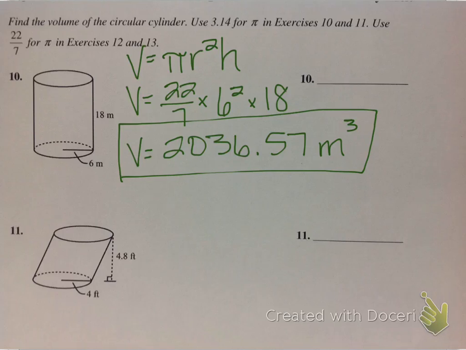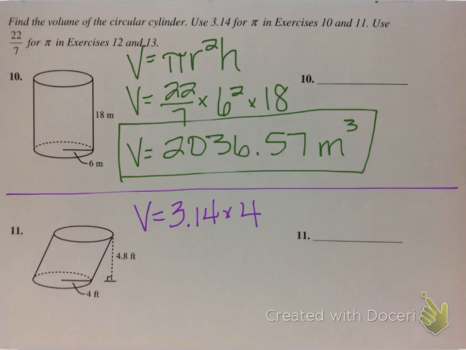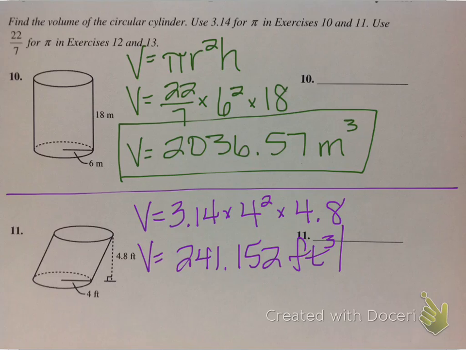Now when I set up this next problem, I'm going to use the same formula because it's still a circular cylinder, even though it's kind of slanted a little bit. That's okay. Instead of using 22/7 though, I'm going to use 3.14 times my radius, which is 4, and then squared, times my height, which is 4.8. When I multiply all of that together in my calculator, I get 241.152, and this would be feet cubed.